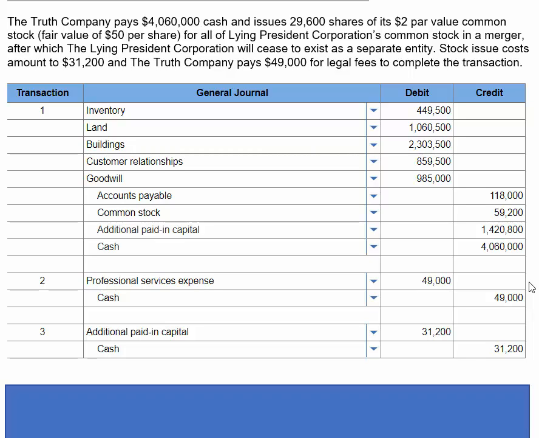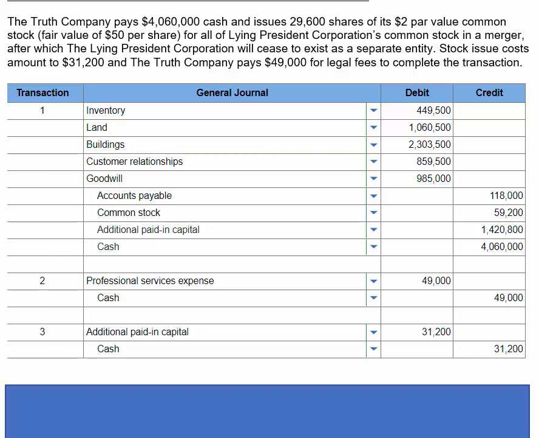And a company could call it professional service expense. They could call it legal fees. Every company can call it whatever makes sense. And then they also said the stock issue cost amounted to $31,200. Well, if we had stock issue cost, that comes out of additional paid-in capital. So we reduce additional paid-in capital for the $31,200 and we credit cash.